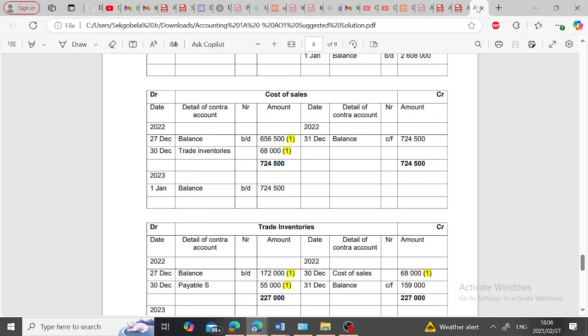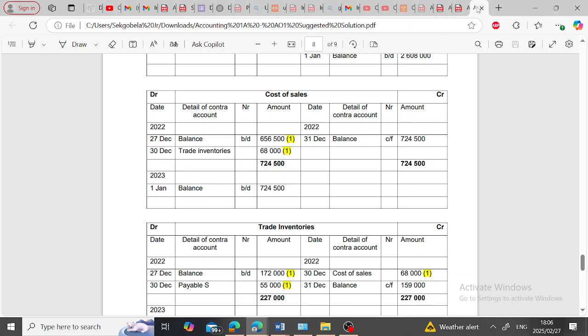Trade inventories are assets, right? And they increase on the debit side. So what happened here? Under trade inventories, we bought inventory on credit from who? Payable S. So we record it for trade inventories on the debit side because we want to indicate that there's been an increase in our trade inventories because we bought them on credit. From who? Payable S. We can't put trade inventories as a contra account for trade inventories because we are lying. Two accounts must always be affected. Hence for payable S, trade inventories is credited.